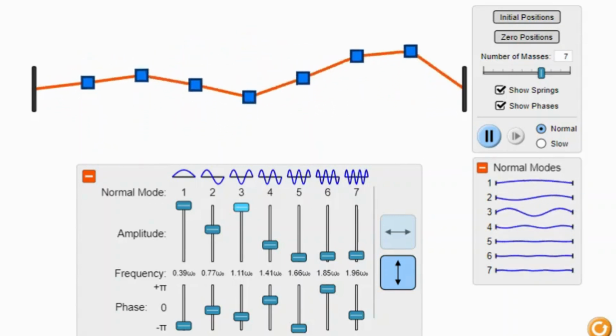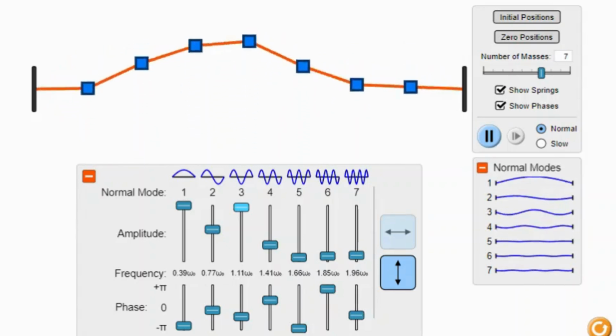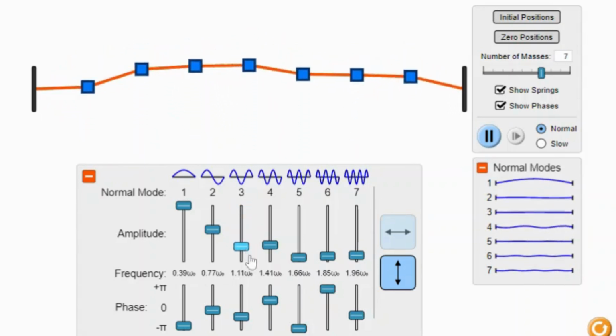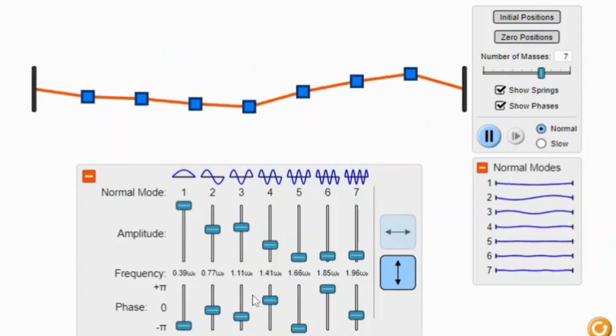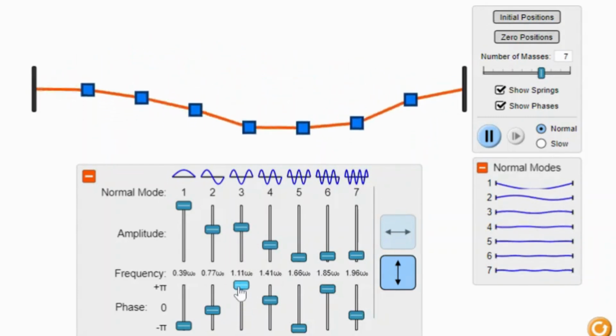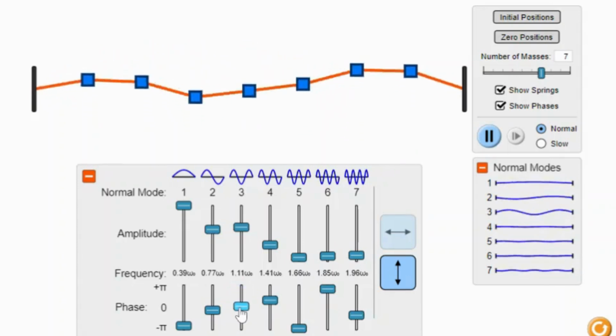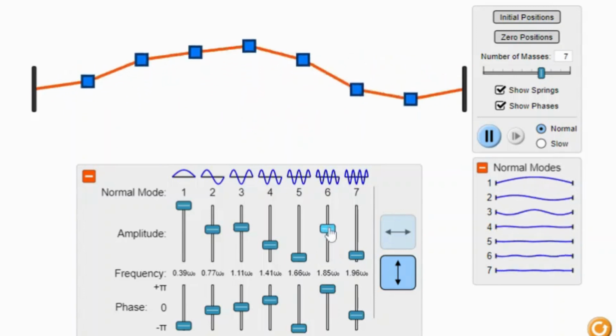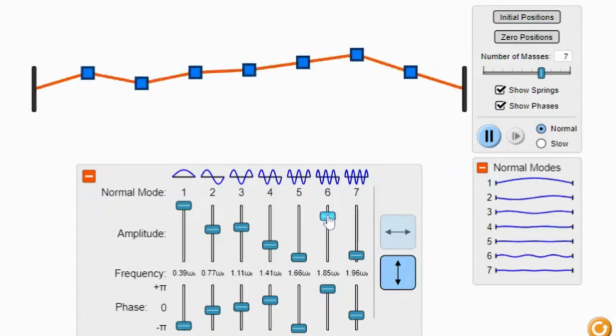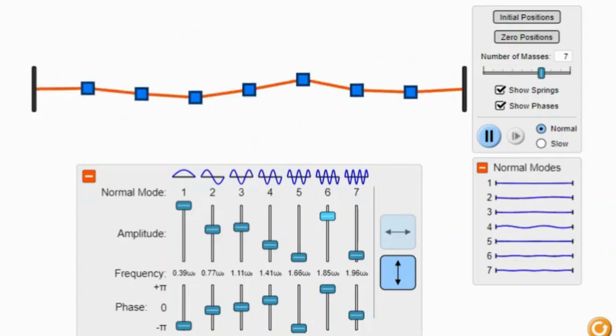The amplitude of a normal mode refers to the maximum displacement of the system from its equilibrium position during the oscillation. The amplitude can vary depending on the initial conditions and the energy input into the system. In the context of normal modes, the amplitude is often used to describe the intensity or strength of the oscillation.